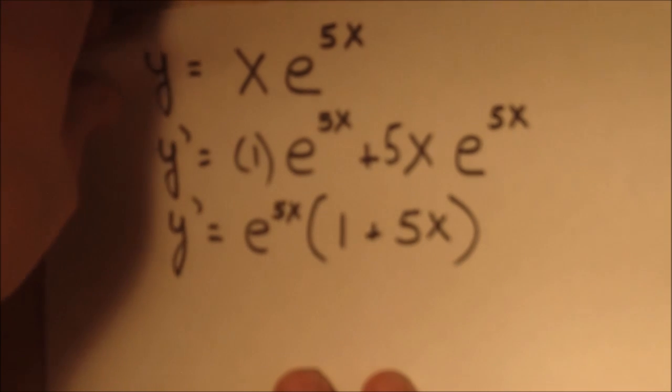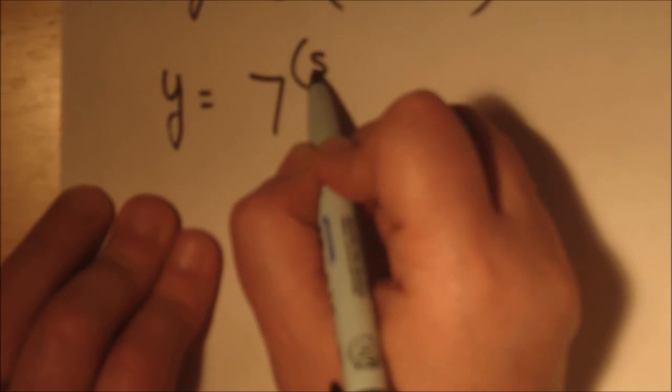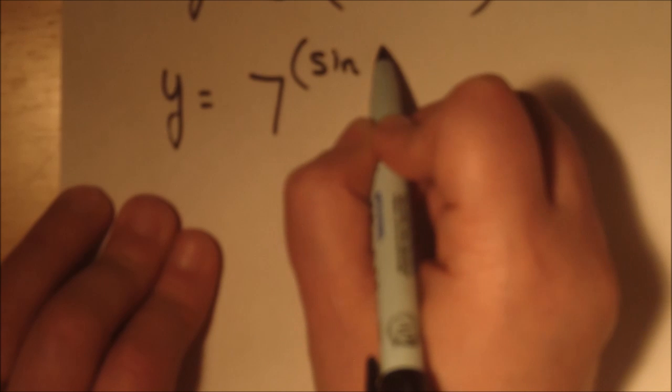So now let's take a look at, for the next example, a very strange looking function, right? We don't see this a whole lot, but what if we had 7 to the sine of 5x plus x cubed, right?